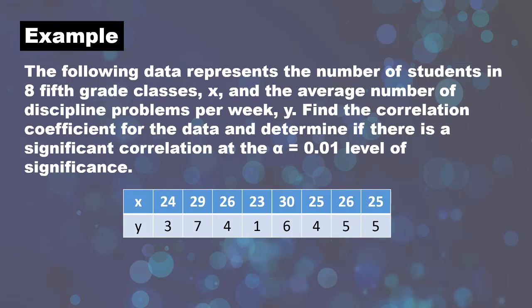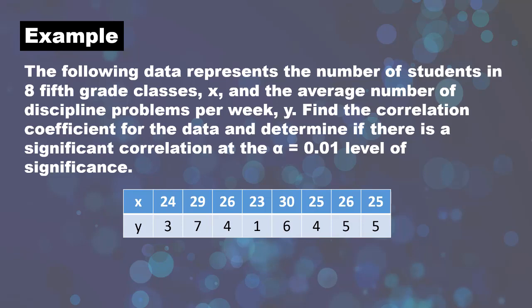So when there were 24 students, there were 3 problems. 29 students had 7. 26 students had 4 problems. 23 students had 1 problem. 30 students, there were 6 problems. 25 students had 4 problems. 26 students had 5 problems. And 25 students had 5 problems.